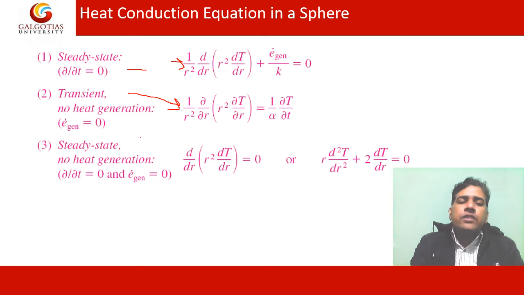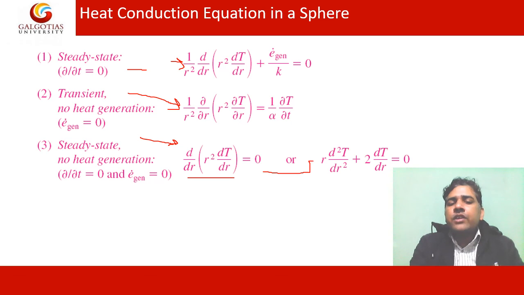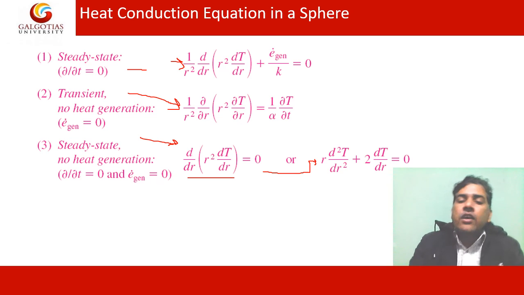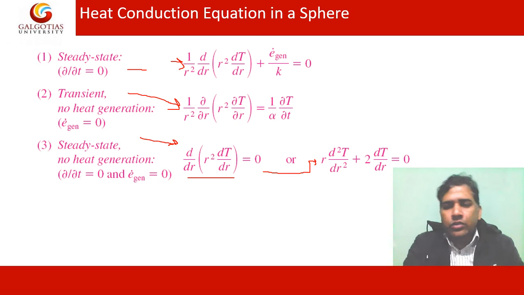And if this is a steady state with no heat generation, then this equation will be obtained: d over dr of r square dT over dr equal to 0. If we further expand this equation, we will get r d2T over dr square plus 2 dT over dr equal to 0. So this is another form of the same equation. These two are the same equation, only this one has been further expanded.